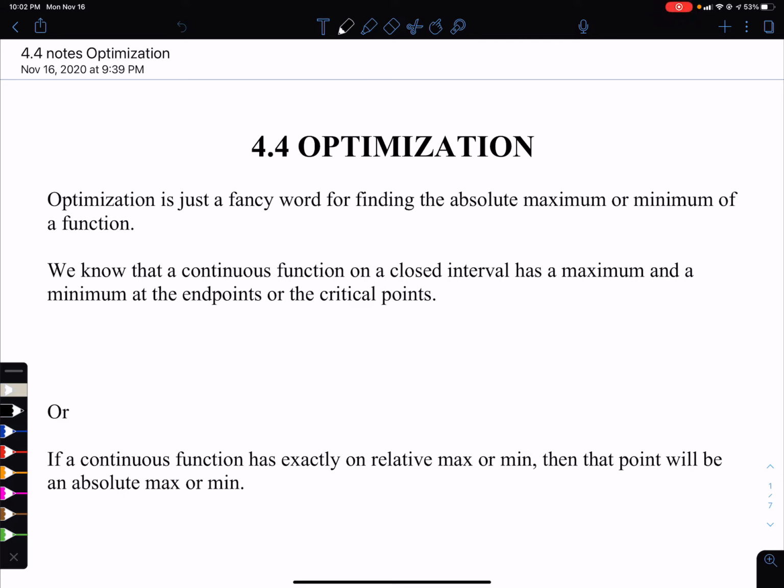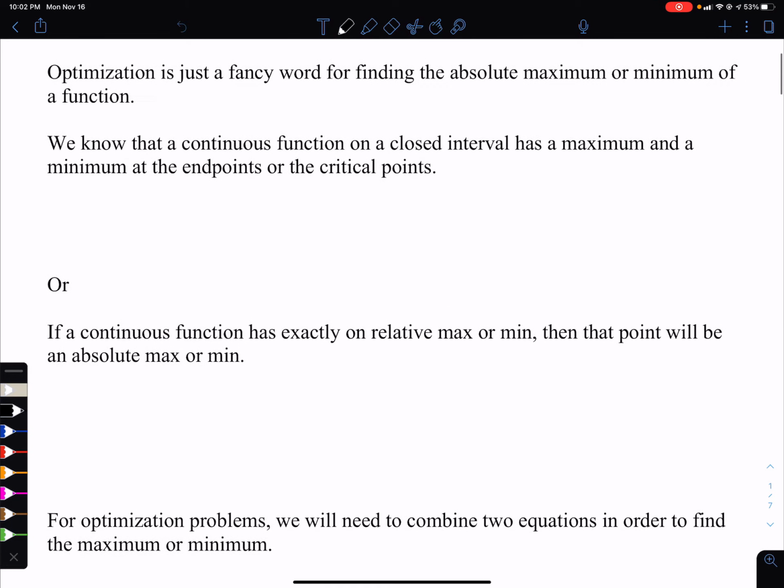This is chapter 4, section 4, optimization. So what is optimization? It's a fancy word for finding the maximum or minimum of a function. And you already know how to do that. So a couple of comments here.